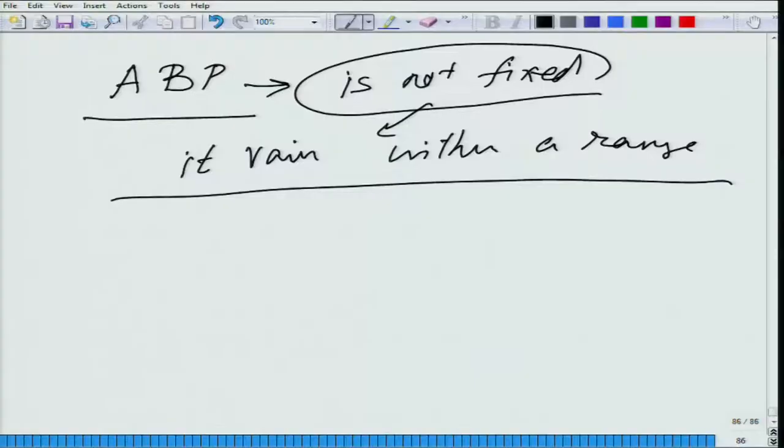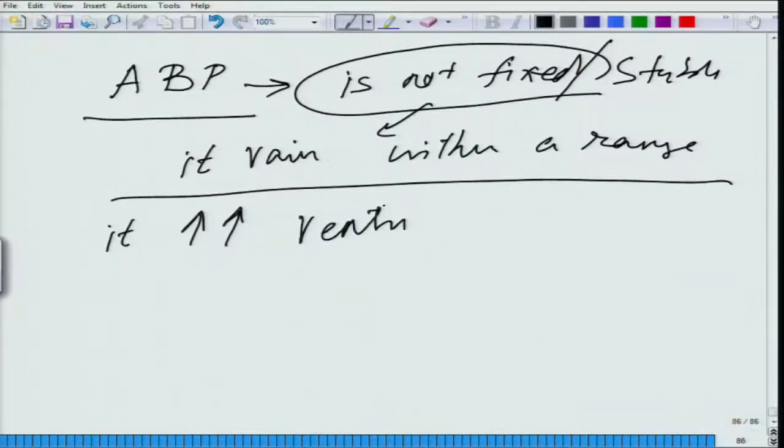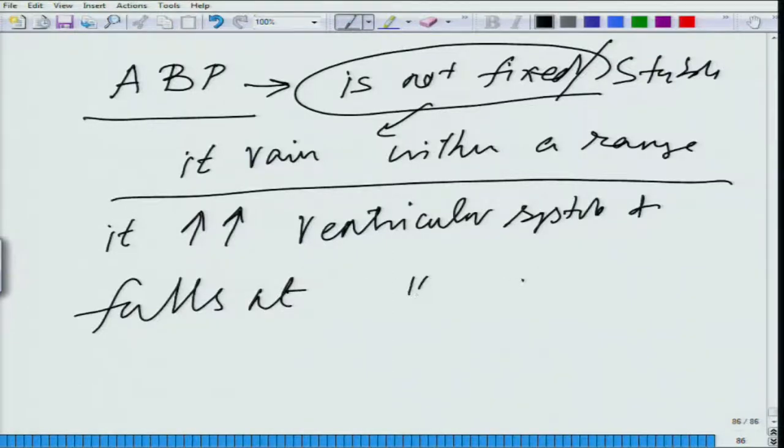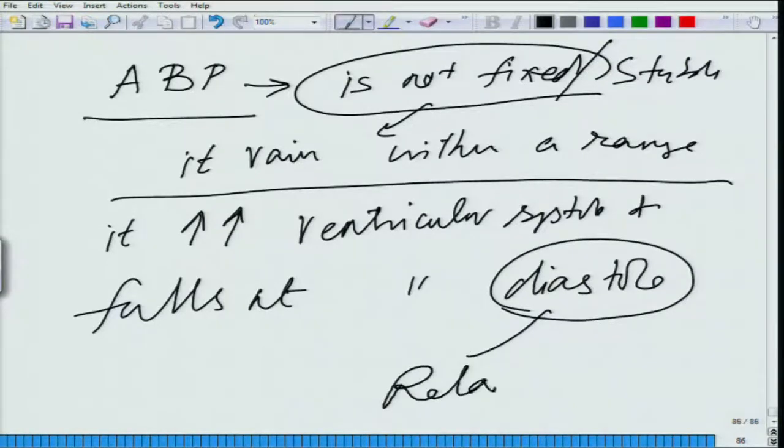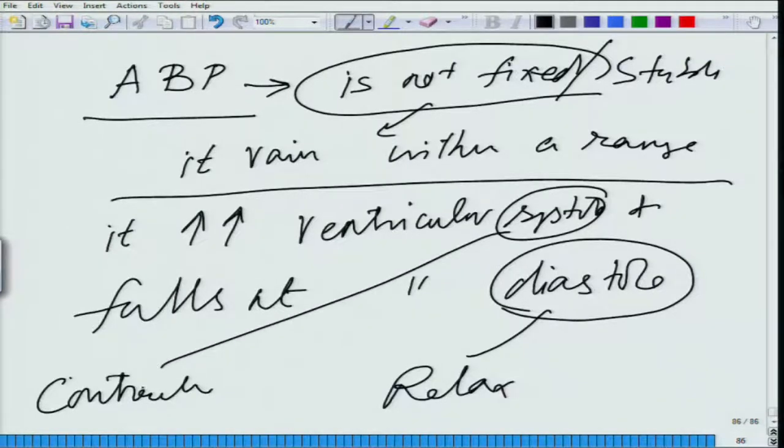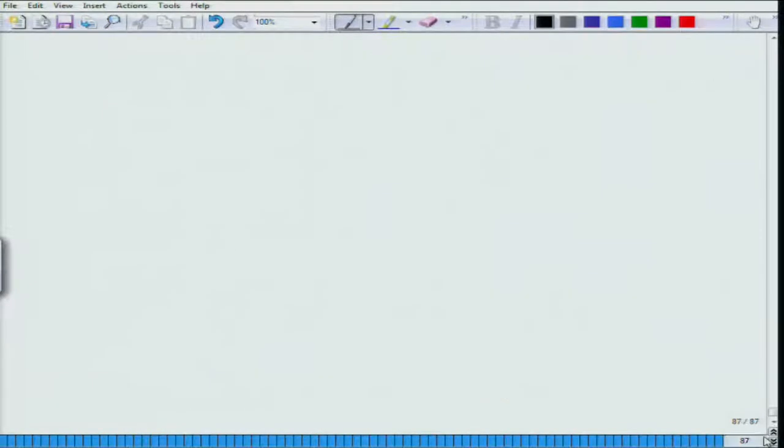So the arterial blood pressure is not stable, it is not fixed. So it increases during ventricular systole and falls at ventricular diastole, because this is the relaxed phase and this is the contraction phase. Okay.